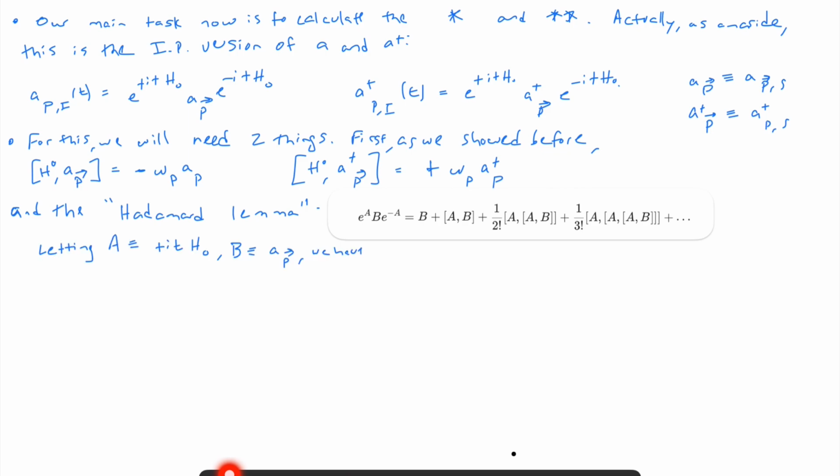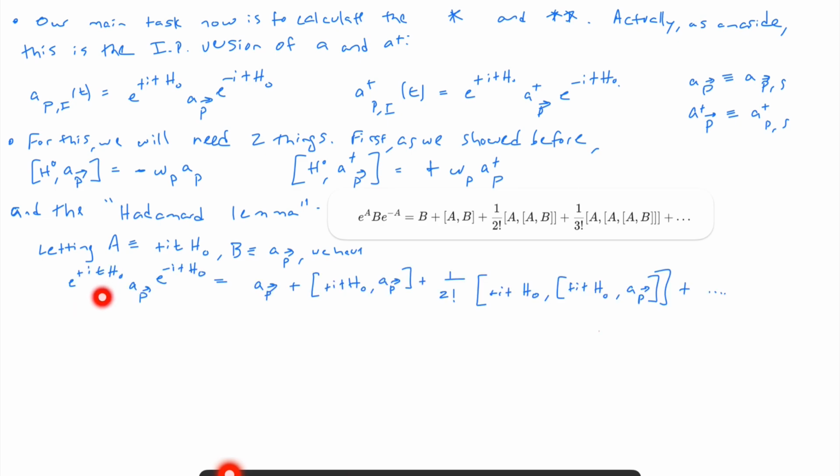Now, if we just start looking at this expression and plugging things in, let's first calculate this part over here. This part, I will just show the result on the second slide, but it's the same argument, but we're going to do this part over here. Let's just let A in our expression equal plus itH naught and B equal A dagger P. And if you look at this expression in terms of these definitions of A and B, you get exactly this over here. And then we can use this formula.